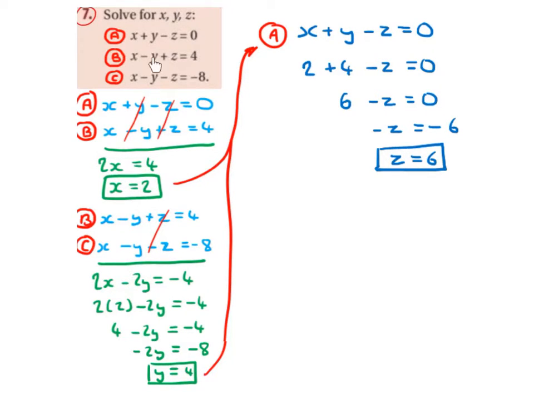Then I'm going to take one of my original equations. I'm going to go for A: x plus y minus z equals 0. I swap the x for 2 because we got x to be 2. I swap the y for 4 because we got y to be 4. So 2 plus 4 minus z equals 0. 2 plus 4 is 6, so we get minus z equals minus 6. So z is equal to 6.